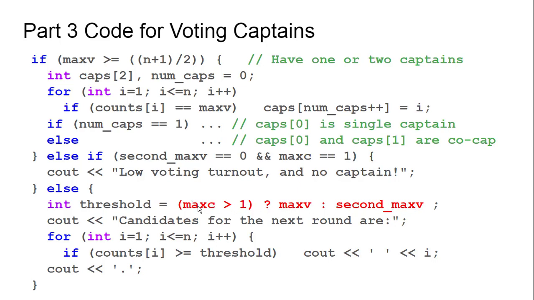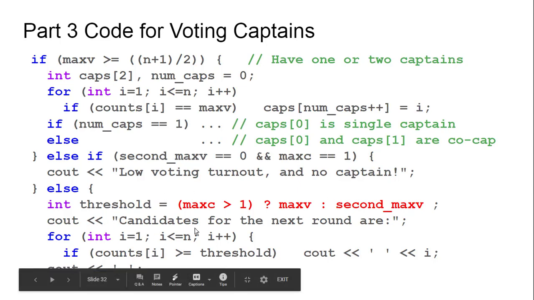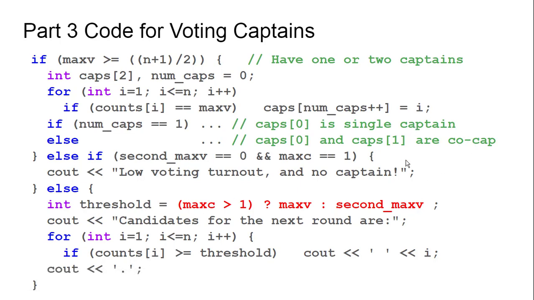It's a conditional expression, but essentially threshold will be maxv if maxc is greater than 1. So if more than 1 player receives the maxv number of votes, then that's the threshold we want. Otherwise, we use the second maxv. After we set the threshold, we scan through again, and any player who's received at least the threshold number of votes, we will output that player's ID. In the end, we output the period, because that's what's required by the problem specification.